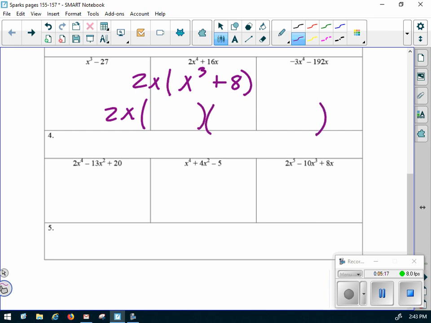Forget the signs. What are the terms that go in this binomial? X and 2. Now let's figure out what terms go in the trinomial. X squared, 2x, and 4. Signs. Same, opposite, always positive.